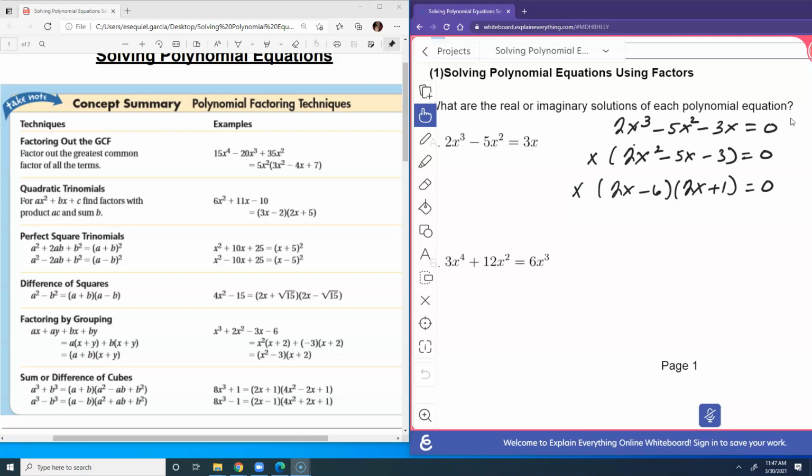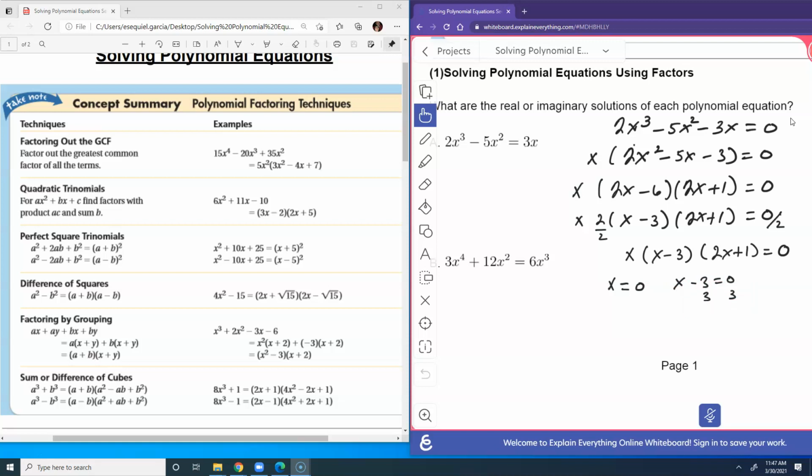Okay. So now what I'm going to do here is factor a 2. So we have x minus 3 and we have here 2x plus 1 equals 0. Divide by 2 on both sides. And you notice we have x times x minus 3 times 2x plus 1 equals 0. So the first zero is x equals 0. The next zero is x minus 3 equals 0. So you add 3 to both sides, and you have x equals 3.